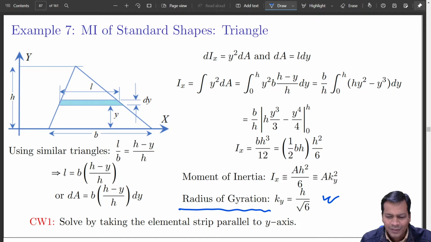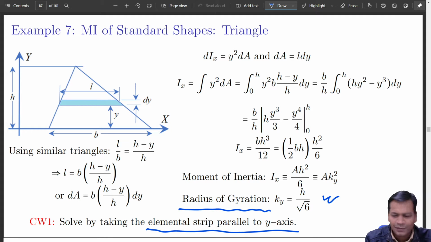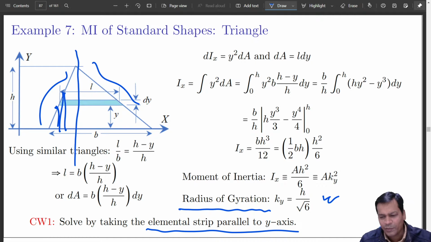There is no point solving it by taking an elemental strip about the y axis, that is not required now. But yes, you can do it that way also. You can take elements like this and still integrate all of them and get it. But again you will get two big integrals, from here to here and here to here. You will have to integrate them twice, so it is not suggested. So hope you got how you can do this. Very simple, exactly similar to mass moment of inertia.